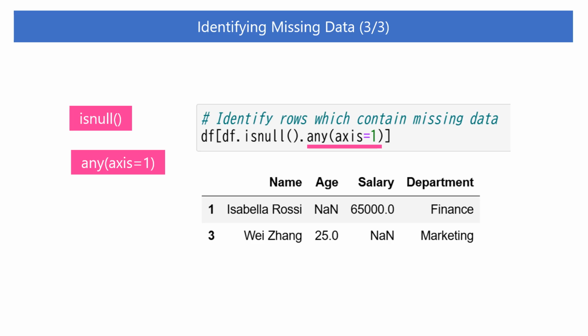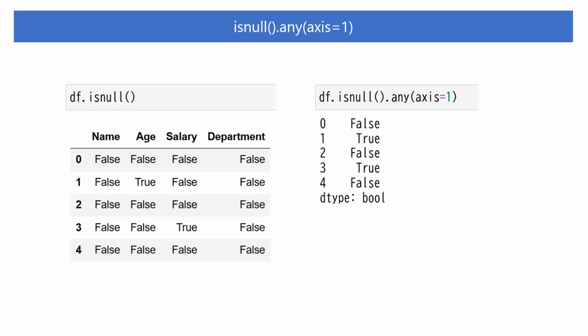This combination identifies all rows in the data frame with at least one missing value in at least one cell and displays the information for that row. Let's take a closer look at the code that displays the rows containing missing values.